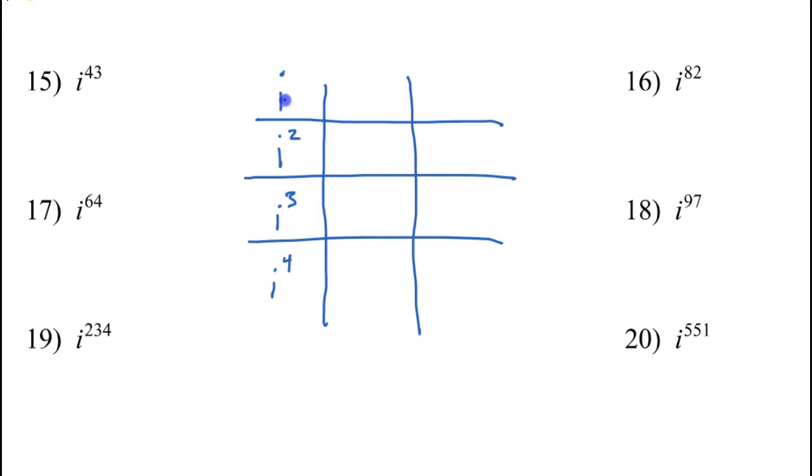In the second column I simplify these. i cannot be simplified further, so that's just i. i squared is negative 1. i to the 3rd power is negative i, and i to the 4th power is positive 1. So these are the only 4 possible answers: i, negative 1, negative i, and positive 1.